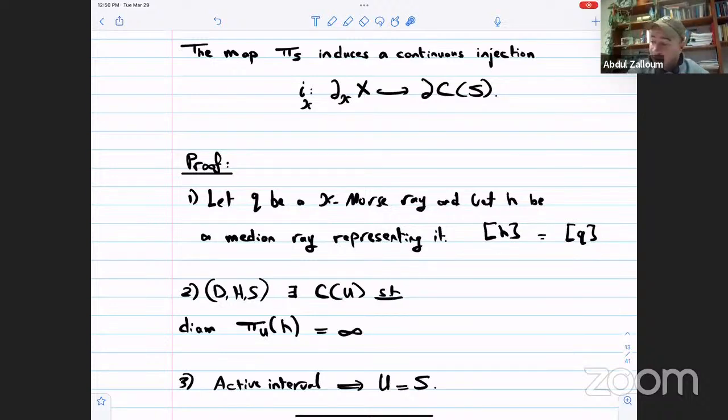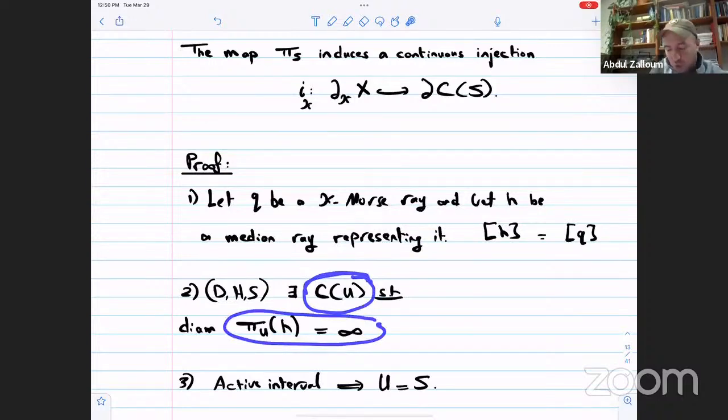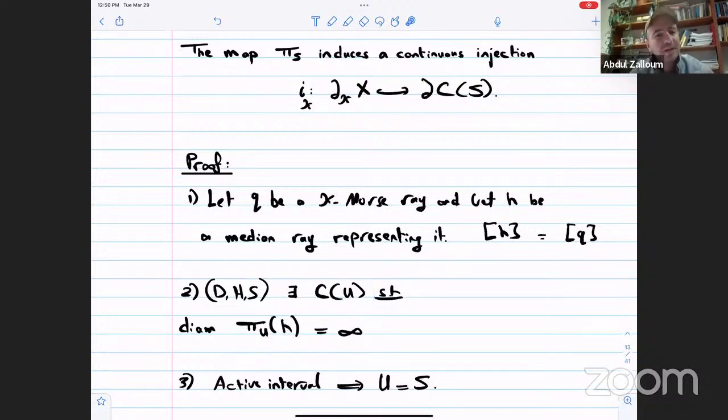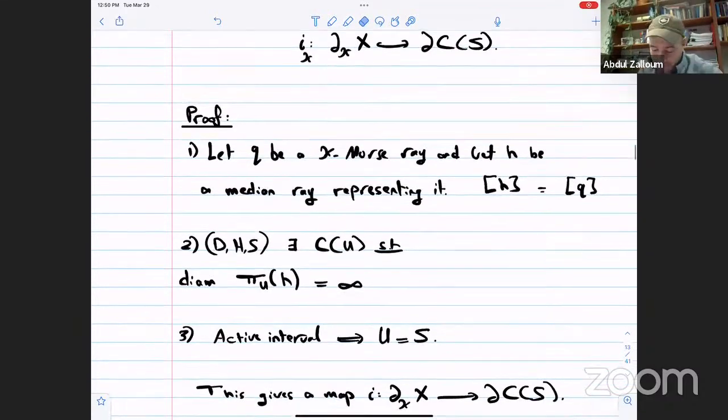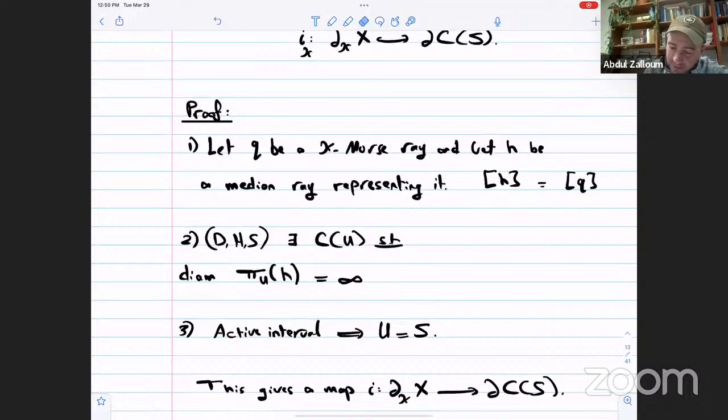Now, as an immediate consequence of this active interval theorem, this U where H has an unbounded projection has to be S, because otherwise H, the tail of H, is going to be contained in a product, and that can't happen for a kappa Morse guide. So the active interval implies that. So now we got ourselves a map from the kappa boundary to the top level curve graph.